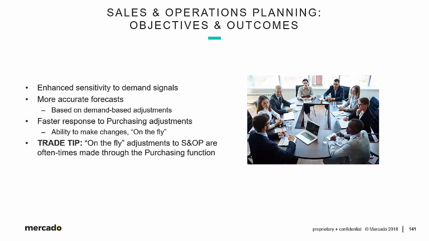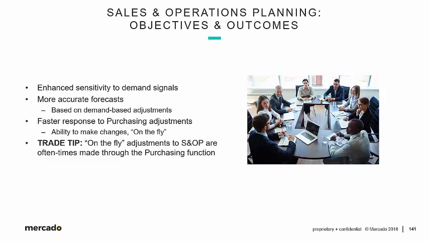Some other objectives and desired outcomes of sales and operations planning. We're looking to create enhanced sensitivity to demand signals. We've talked a lot about demand signals in an omni-channel business model. A demand signal is an actual purchase or an actual order from a customer. Someone goes into a store and buys a product. Someone goes online and buys a product. Someone places a large institutional order with a salesperson. We've said this a bunch of times. These are all demand signals.